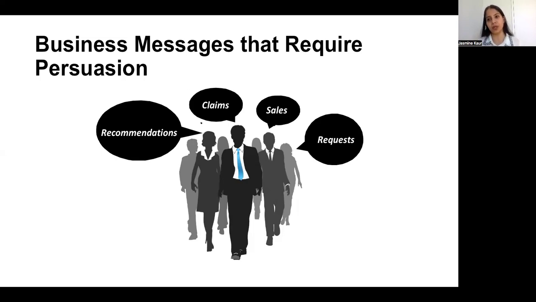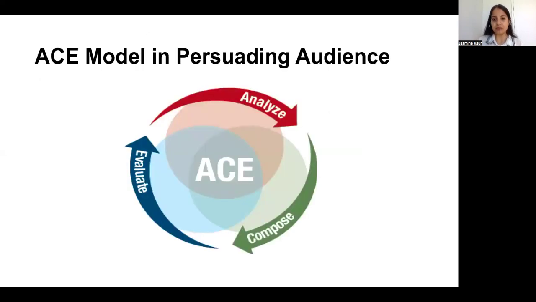This all is persuasion. So this art of persuasion can help us in our organizations and in our personal lives as well. So it's very important to understand how we can effectively craft our persuasive messages. Now, this is a very common model of communication which can be utilized in persuasion. So, these are the three components A, C, and E: analyzing, composing, and evaluating.